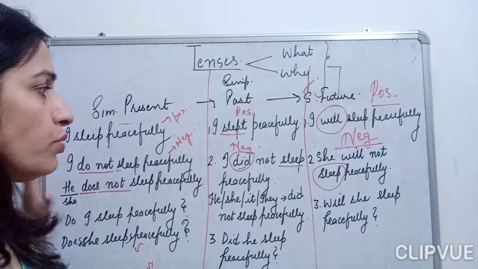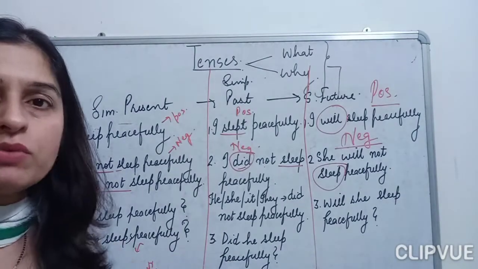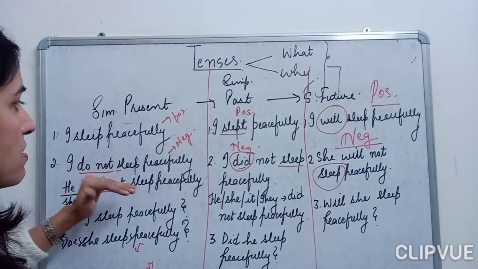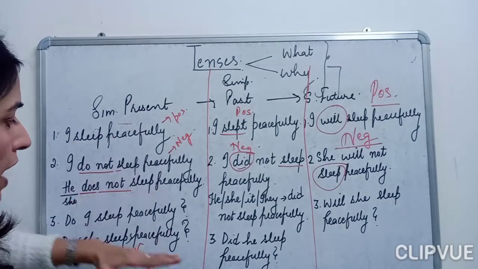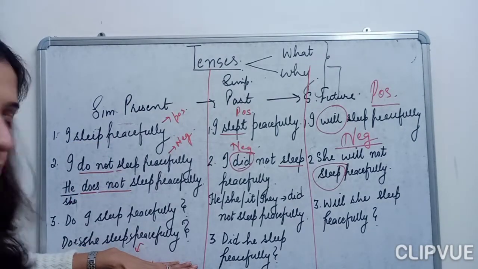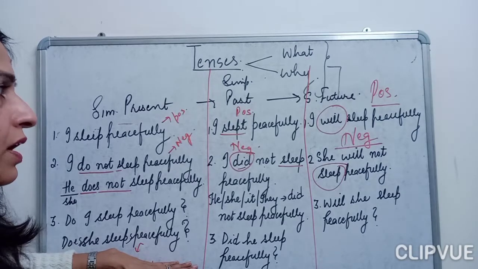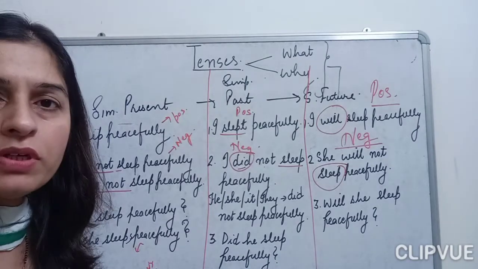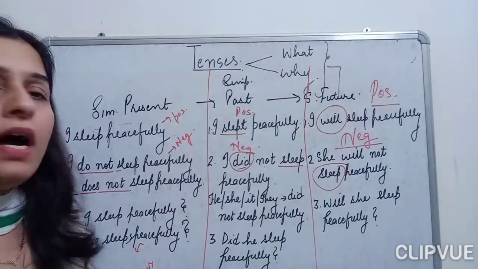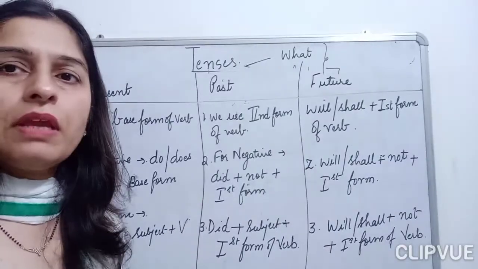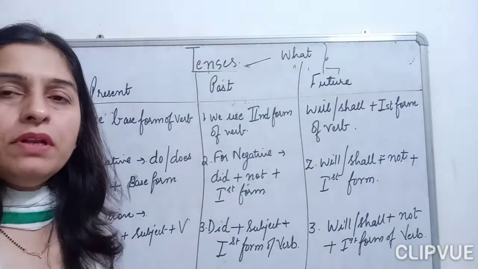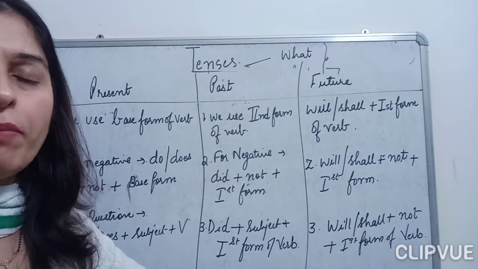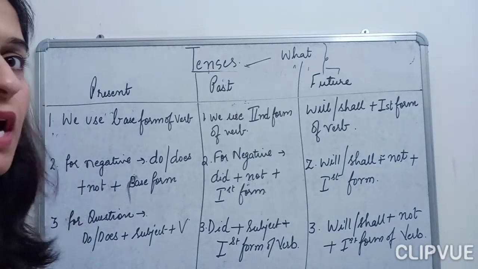Okay. Now, through this table, children, my point was to explain you how we use the tenses in the negative and in the interrogative. Okay, you can see the difference. You can pause your video, you can go through the table clearly, so you will understand it. Now, look at this table very quickly. This is just the brief about what we have done in today's class, children.